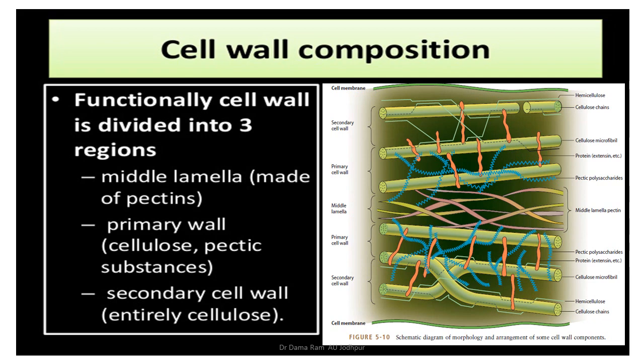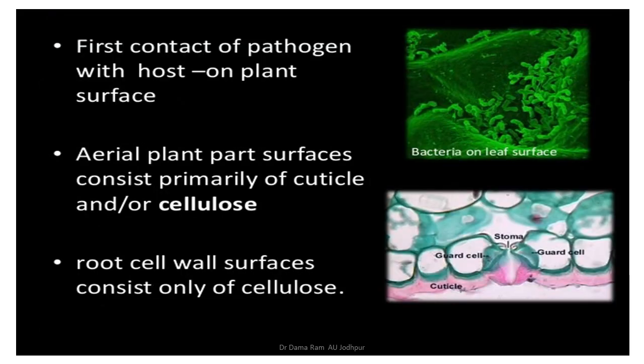The remaining 10 percent may be proteins or other substances. For causing a disease, the pathogen first lands on the plant surface. It may be the root surface or the leaf surface. In the aerial part, it contacts the leaf surface, which is covered by a cuticle, and after that is cellulose. But in roots, the cuticle layer is absent; it consists of cellulose.